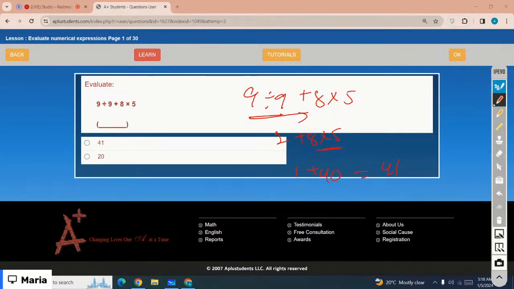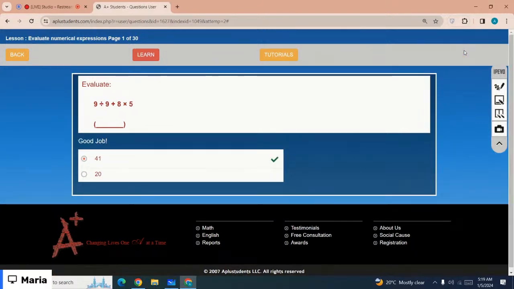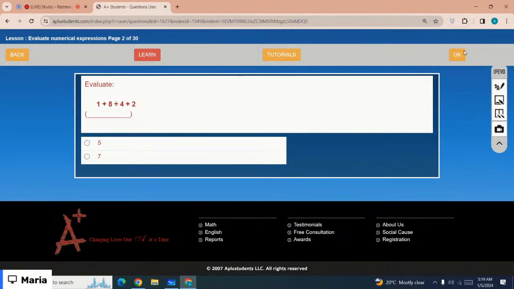Yes, the correct option is 41. Okay, let's just move on to the next question. The next question is 1 plus 8 divided by 4 plus 2. So you have to do the same thing. You have to go from left to right. First, you have to do multiplication and division.